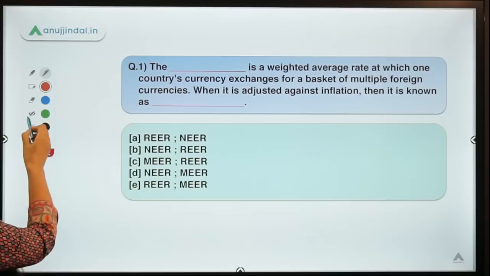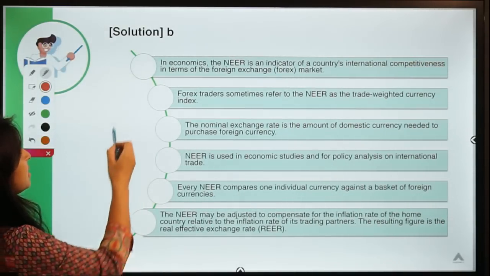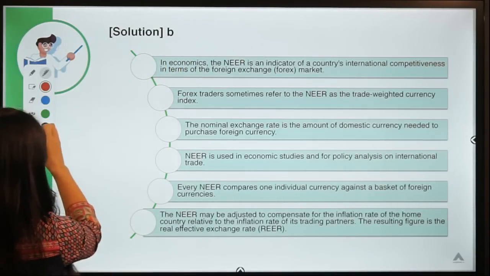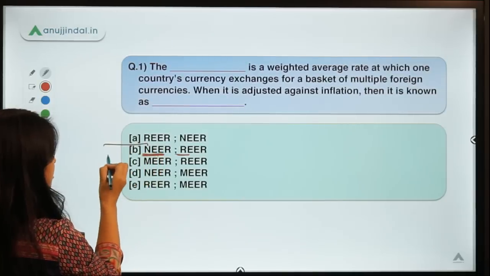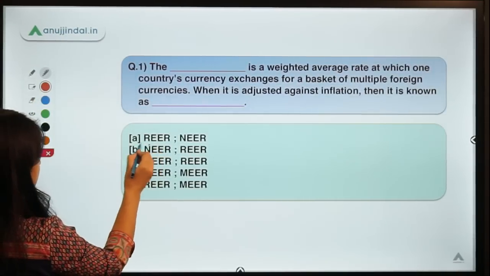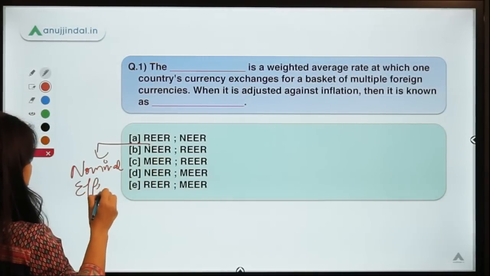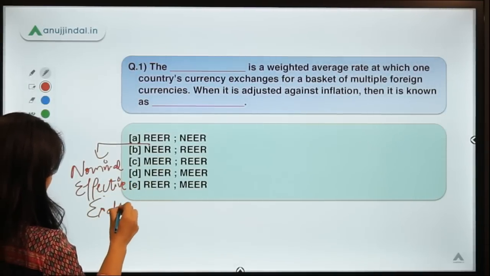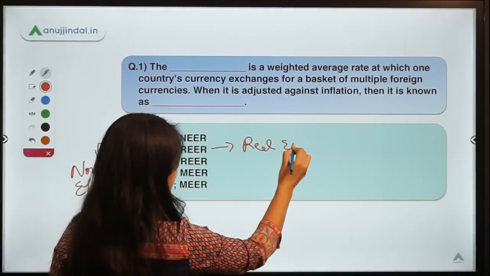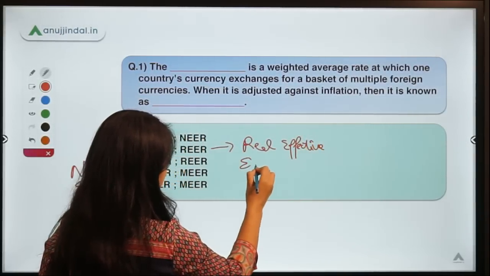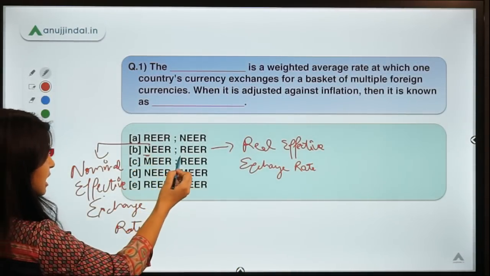So moving ahead to the correct option for this question, and the correct option is B. As you can see here, the correct option is B, which means NEER and REER are the correct options, right? So NEER means nominal, N for nominal. After that, EER stands for effective exchange rate. And I think you can guess the full form for REER, that is real effective exchange rate, right? So guys, here we are talking about two exchange rates. One has nominal in its name and the other one has real.